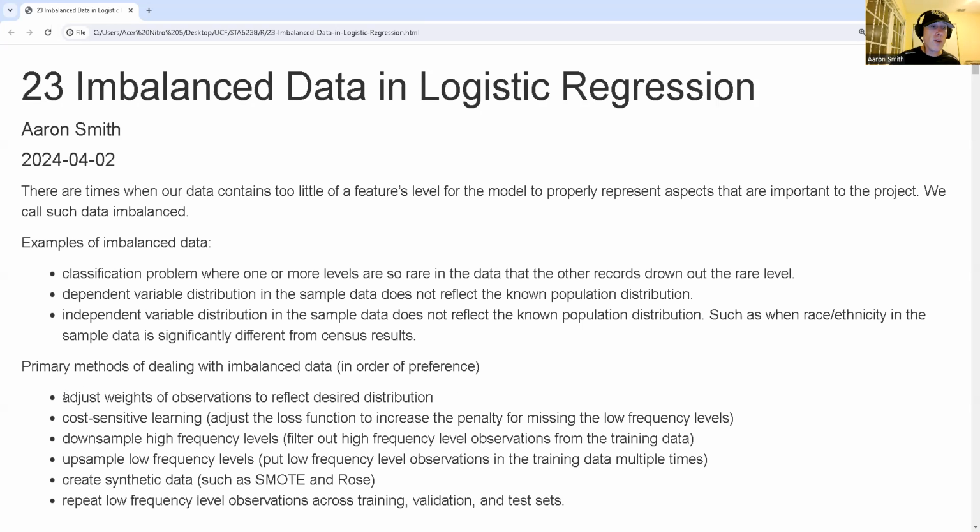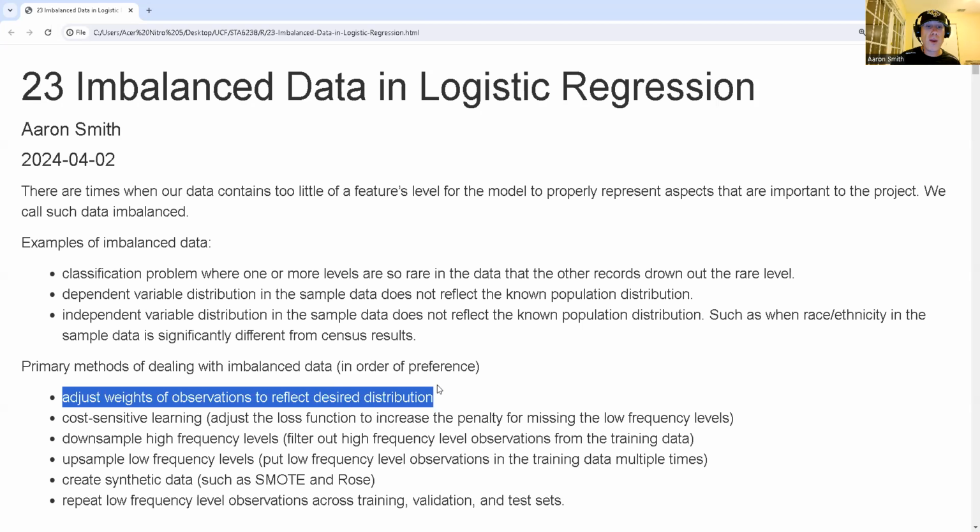All right, so the first one is going to be to adjust the weights of our observations to reflect the desired distribution. Adjusting your weights is a neat trick for handling a lot of problems in, like, linear regression, and it can also be used to address problems with imbalanced data. And so, I like this a lot. Why? Because when you adjust your weights, you're taking full advantage of your data. You're using every single data point that you've got. You're not excluding anything.